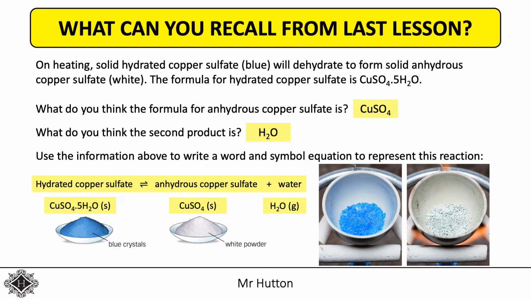Excellent. Now then, if you remember from last lesson where we looked at reversible reactions, there's a bit of an error on this slide. So in the symbol equation there, we should have 5 lots of water. It should be 5 H2O.